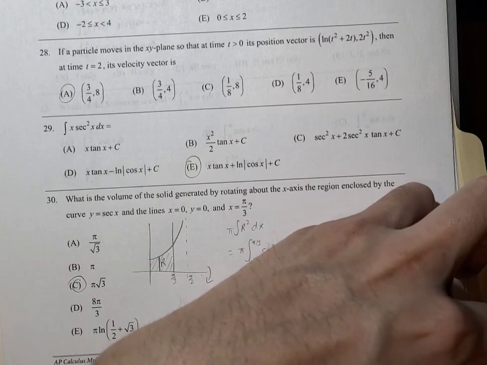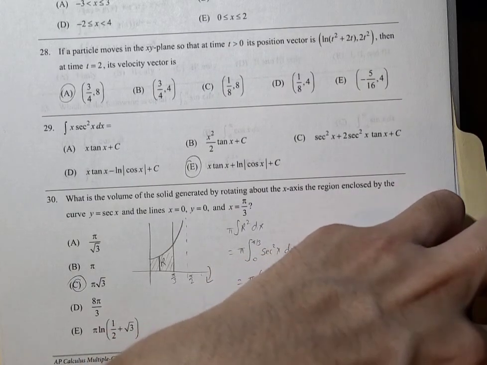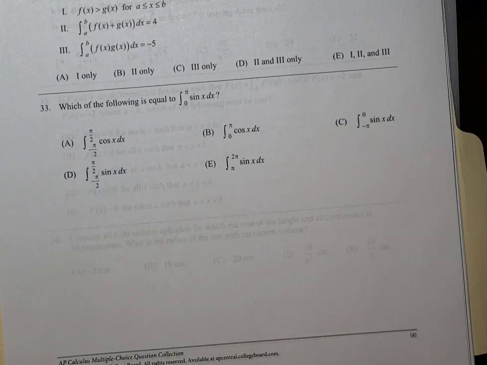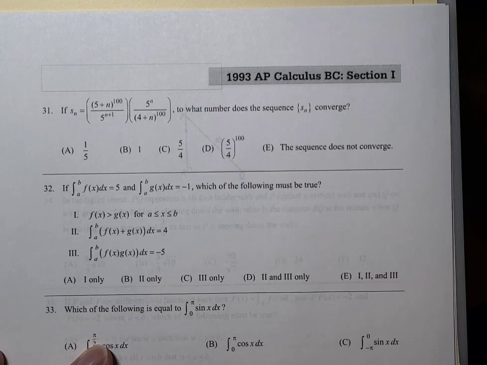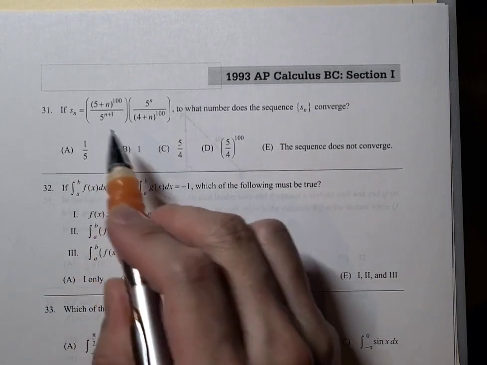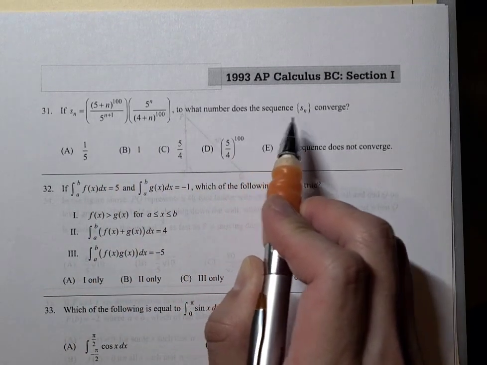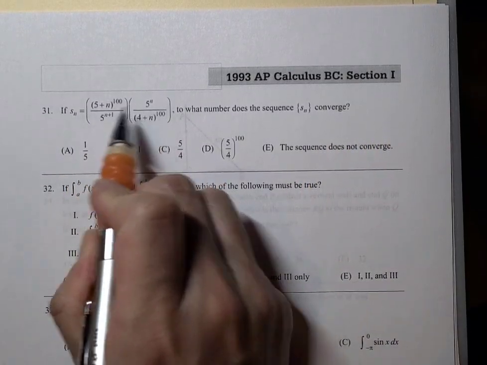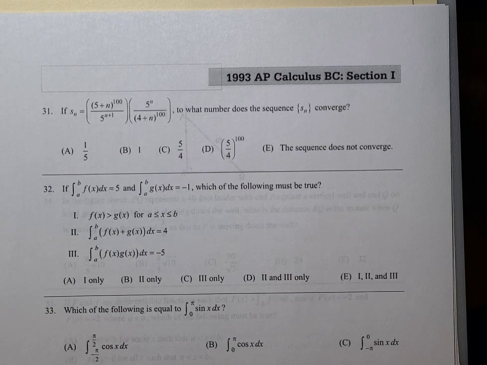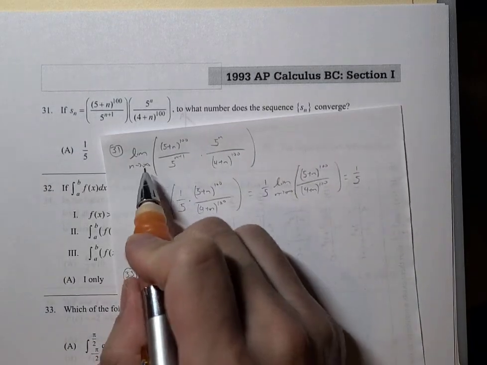Moving on. If I can flip the page. Okay. We have the sequence S sub n, which is this whole thing. To what number does the sequence converge? Okay. So we want to take the limit as n goes to infinity of this whole thing. Okay, so that's what I wrote over here.